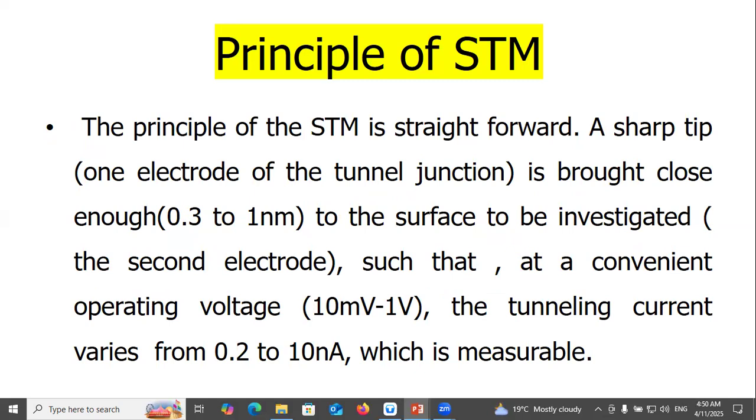Principle of scanning tunneling microscope. The principle of the scanning tunneling microscope is straightforward. A sharp tip, one electrode of the tunnel junction, is brought close enough, 0.2 to 1 nanometer, to the surface to be investigated, the second electrode. So that at a convenient operating voltage, 10 microvolt to 1 volt, the tunneling current varies from 0.2 to 10 nanoampere, which is measurable.